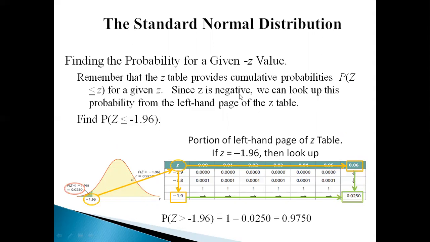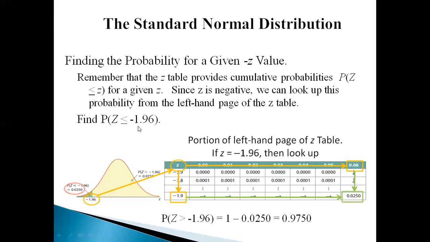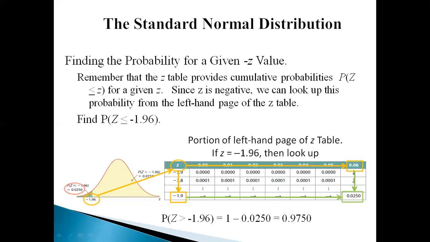Since z is negative, we can look at this probability from the left page, usually, of the z-tables, and that's what this one is. So we're going to go down here, and a better looking number, negative 1.96. We go down here, negative 1.9, and we go over to the 6, and we get 0.0250. And if we look over here, that's what the negative 1.96 is, 0.0250.